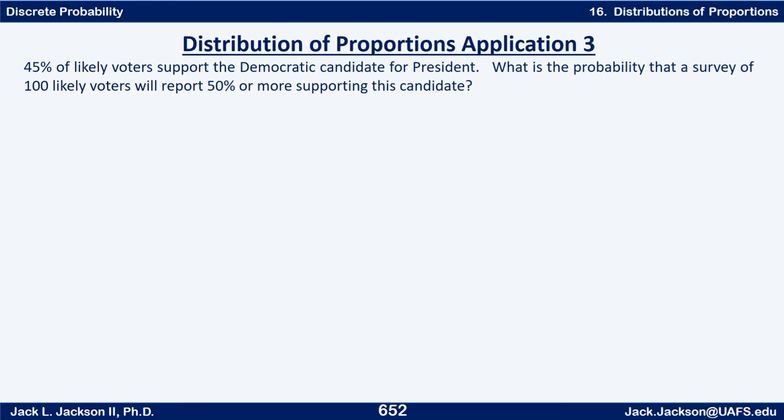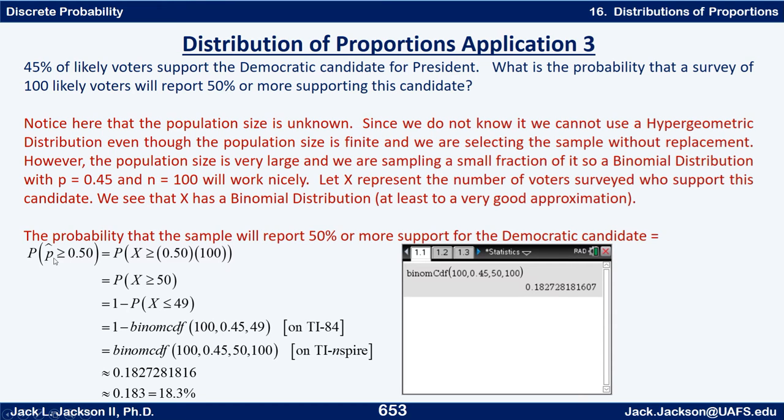Even though we're doing this without replacing them, we're going to consider this a binomial distribution for x being the number of Democratic supporters. We know little n is 100, the sample size for the survey. What's the probability the survey will have 50% or more supporting the candidate? This turns out to be the probability that p hat is greater than or equal to 0.5, which means the corresponding x is greater than or equal to 0.5 times 100, or 50. So if x is greater than or equal to 50, the proportion of successes in the sample is 50% or more. So now this is a probability to the right for a binomial.